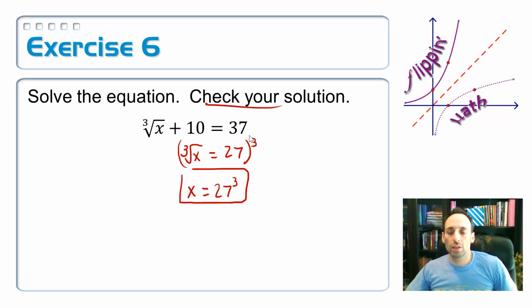It does say check your answer. Well, if I leave it like that, that should be pretty simple here. So I'd have the cube root of 27 cubed plus 10. The cube root and the cube would cancel out, and I'd get 27 plus 10 is equal to 37. Check.